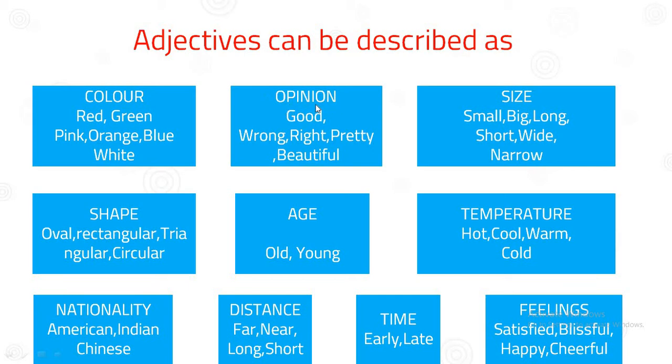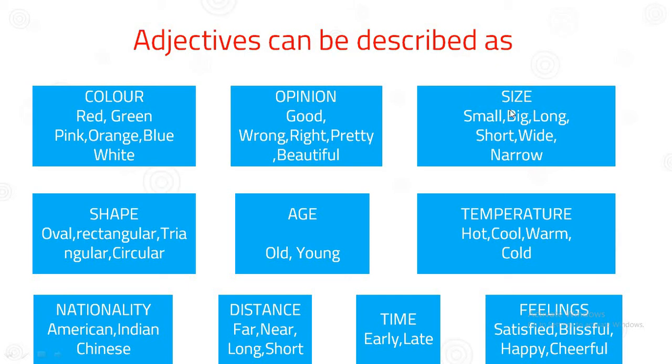The next thing is by making an opinion about someone. He is a good boy. That's a wrong path. That's a right direction. She is a pretty girl. It's a beautiful day. So day is your noun and beautiful will become your adjective. Girl is your noun and pretty will be adjective. Right is your adjective and path is a noun. He is a good boy. So boy is your noun and good will be your adjective.